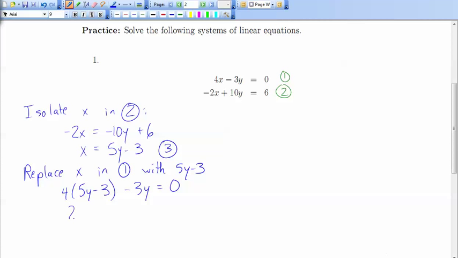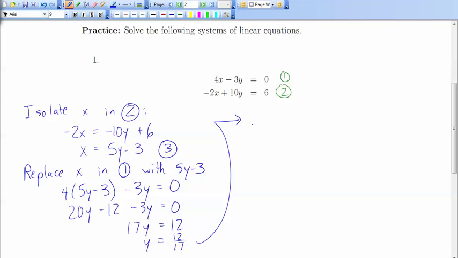I distribute. We collect our like terms. And we divide both sides by 17. And so now we found the y value. All we have to do is find the x that goes with it. Well, I'll substitute that y value into an equation that is perfectly set up to calculate the x value for us. That's equation 3.